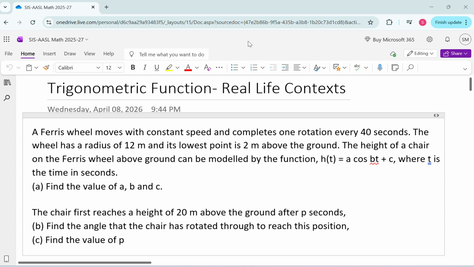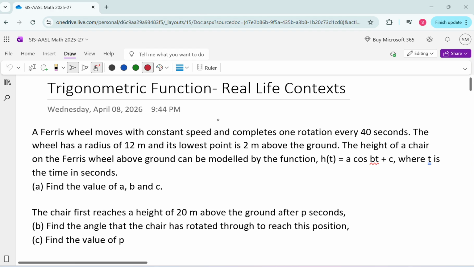Hi, in today's video, we will learn about real life context of trigonometric function. And for that, I have taken a very popular problem, which is the Ferris wheel problem. Whenever you're attempting a word problem of any math concept, it's very important to read the problem carefully and also highlight or underline whatever important information it offers. So let's read it together.